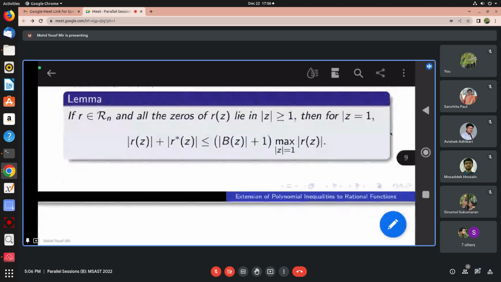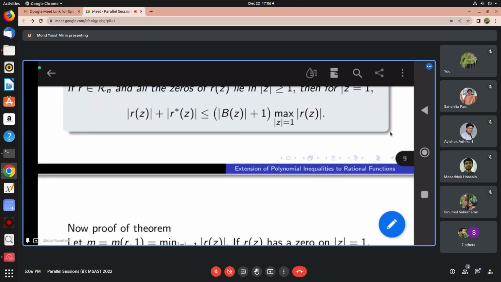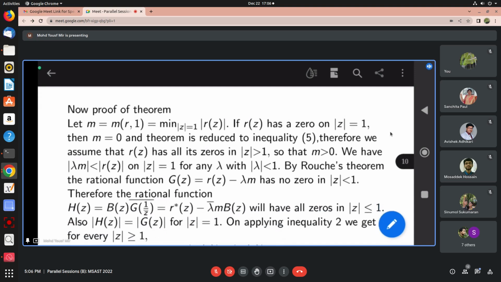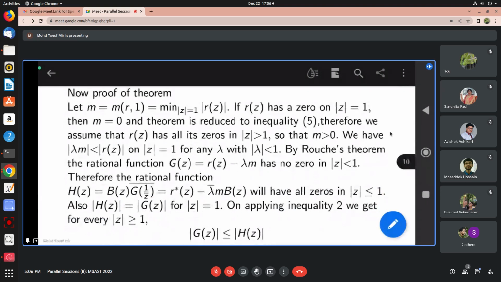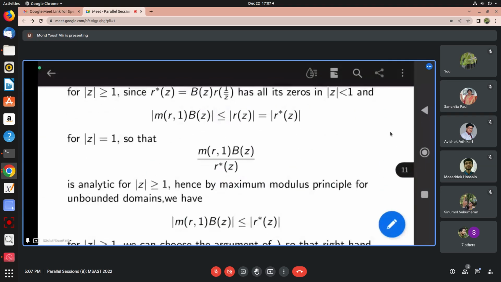Next lemma which will be used: if R belongs to Rn and all the zeros of Rz lie on and outside the unit disk, then for mod z equal to 1, we have this inequality. And this is the proof of this theorem. Actually, due to the shortage of time, I would like to skip this proof. So I will just show this proof. This is the proof of this result, which we have proved.